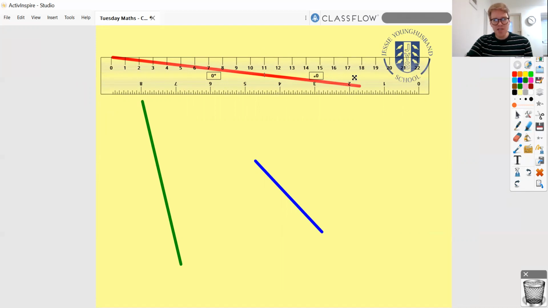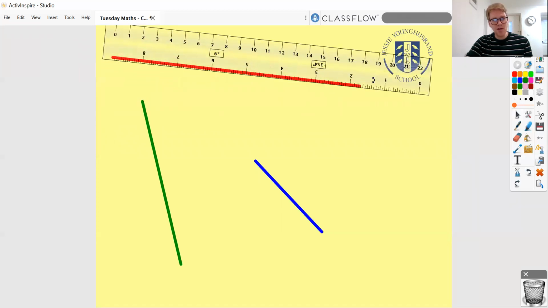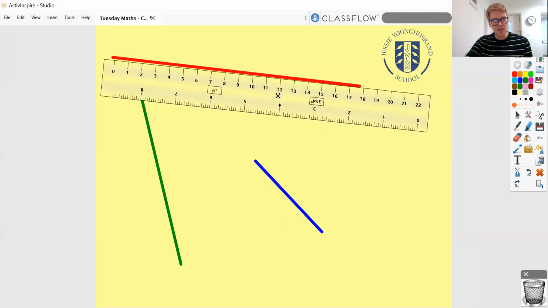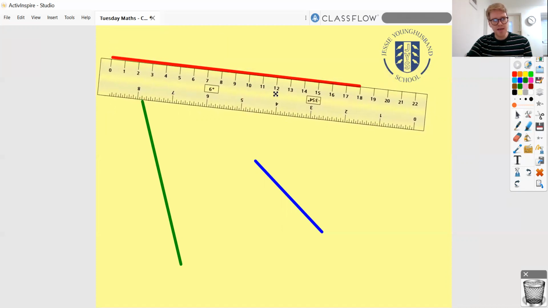Now, can I measure this red line at the moment? I would say no, actually, because right now I haven't got it lined up really neatly. So I would, oh, that's not very helpful, is it? I'm going to line up my ruler. There we go. That's a bit better, isn't it? So now I've got that in line nicely. And I've lined up with 0, and now this is going to be quite easy for me to read. I can see that's going from 0 to 18, so that's 18 centimeters.